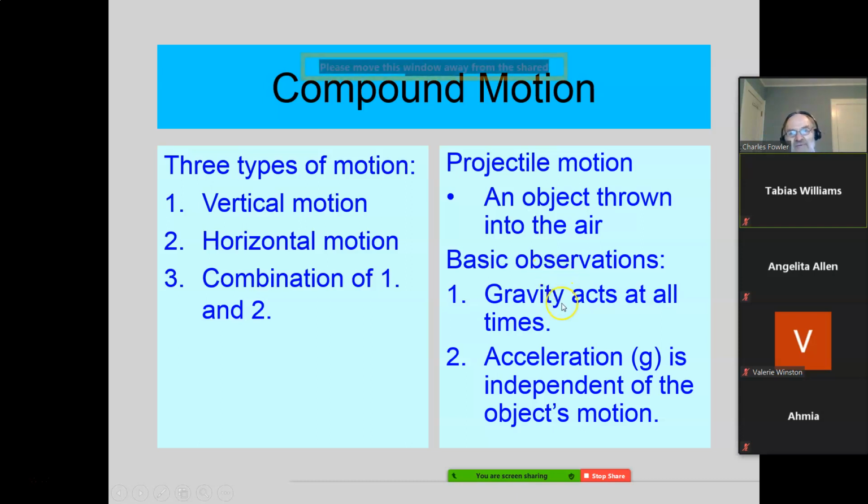Okay, the basic observation. Gravity acts at all times. Okay, the acceleration due to gravity, g, is absolutely independent of the object's motion. You fire it into the air at this angle, g's acting on it. That angle, g's acting on it. This angle, g's acting on it. It doesn't matter. Whatever angle you fire the thing, acceleration due to gravity is acting on that object, independent of which direction it was going when you first launched it.